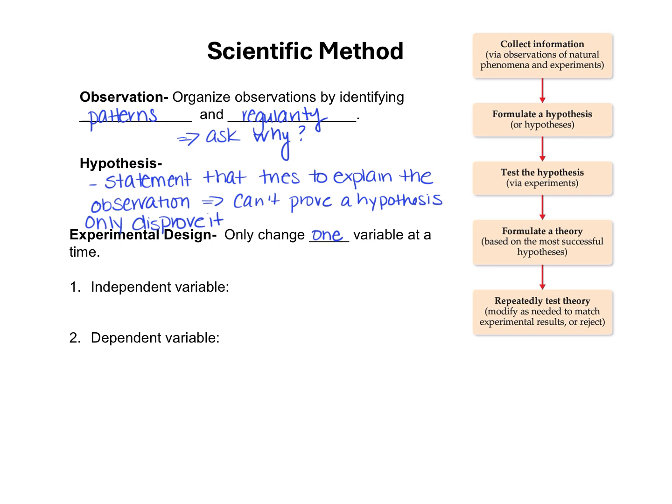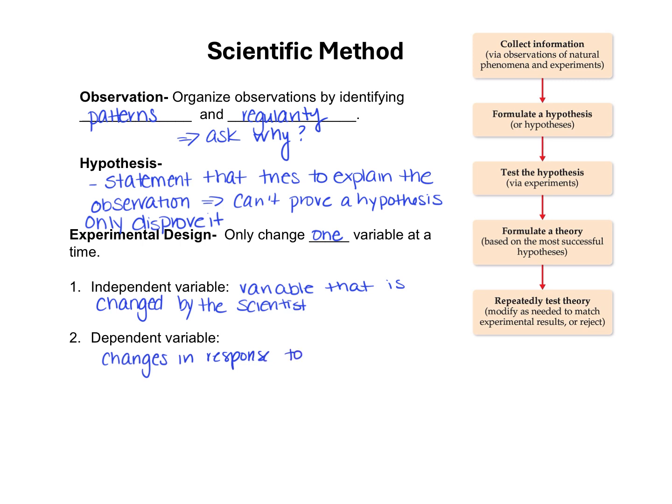One variable is the independent variable, and this is just the variable that is changed by the scientist. We can also have the dependent variable, and this is the variable that changes in response to whatever that scientist changed. So to the independent variable.